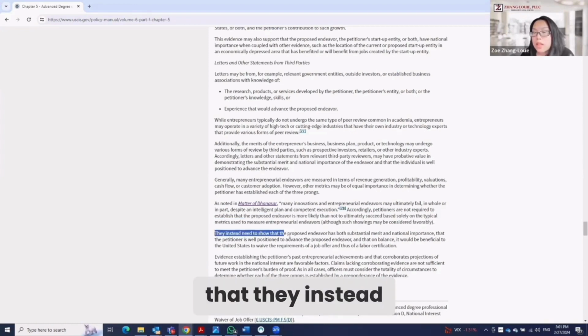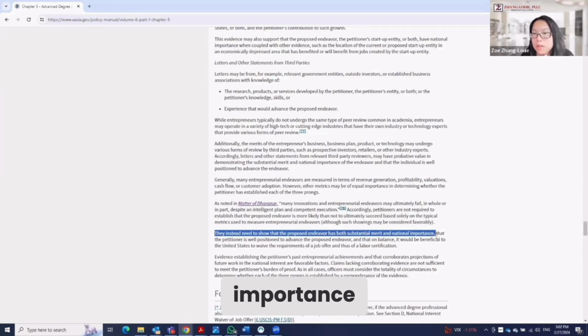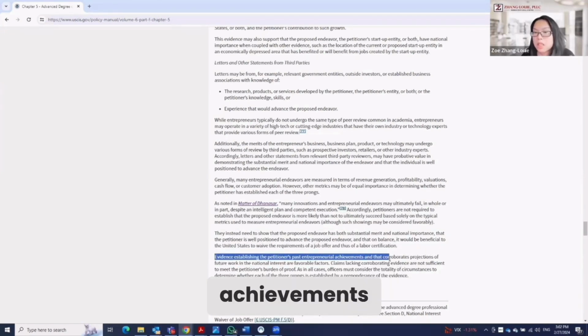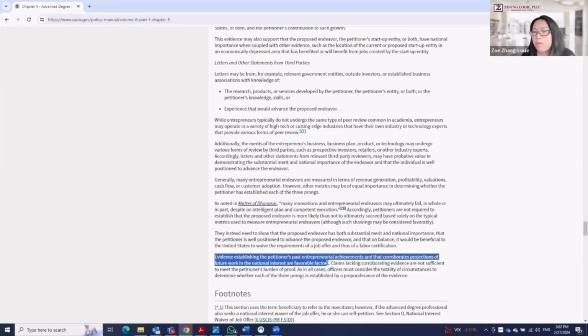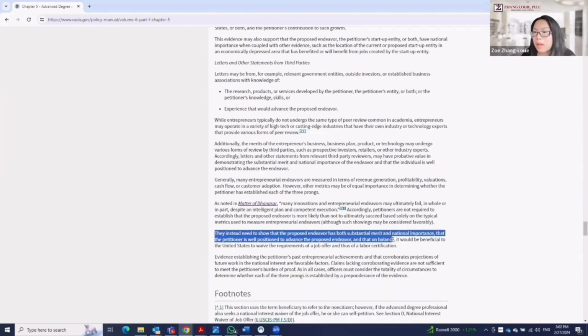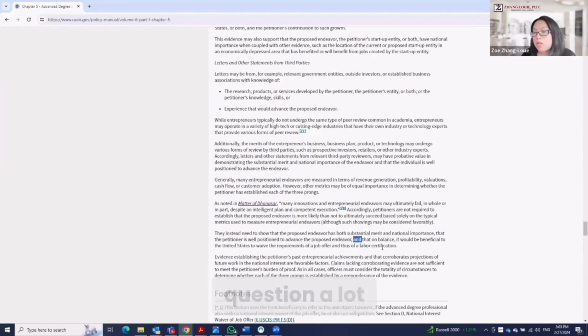So down here, it's saying that they instead need to show that the proposed endeavor has substantial merit and national importance. So it still goes back to the three different things, but we get a lot of questions about evidence establishing that petitioners' past entrepreneurial achievements, which corroborate projected future work, are favorable factors. So your past work is also super important, but going back to corroborating evidence, this means that if you have a letter that discusses your past accomplishments, make sure you have other documents like past contracts, past work orders, advertisements or other evidence to support whatever is mentioned in the support letter. And so, of course, the three prongs still must be shown. But we get that question a lot: what happens if I don't have this business in the future? Well, they recognize that.